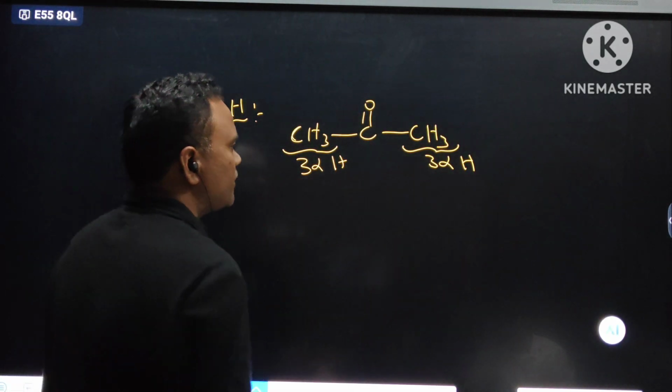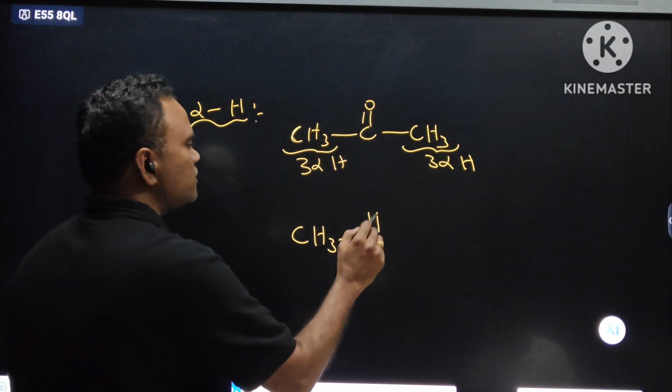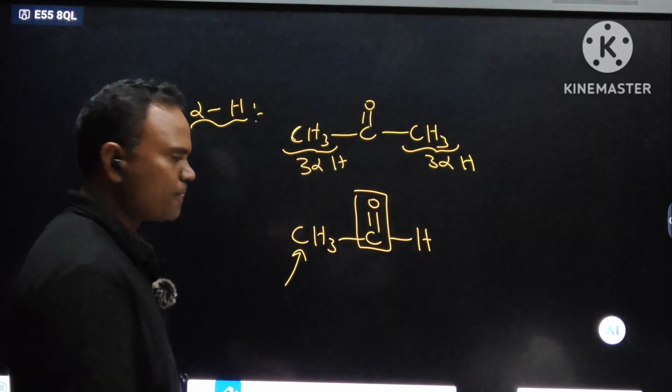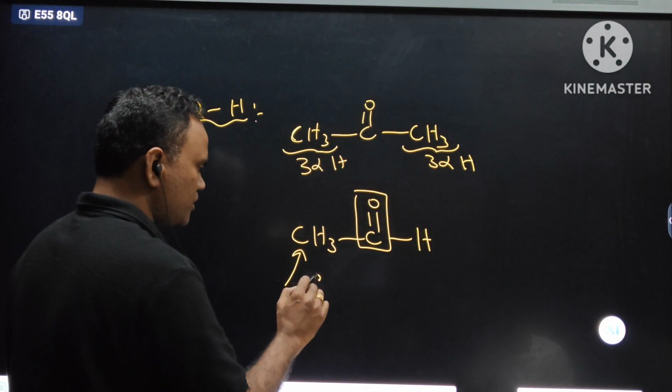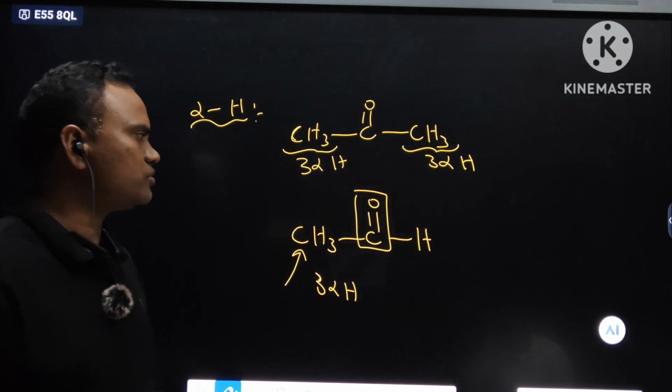Tautomerism. In aldehydes also you can consider alpha hydrogens, not only in the ketones. Now this is the functional group. This is the alpha position. At this alpha position, 3 alpha hydrogens are there. Knowing about alpha hydrogens is also an important point.